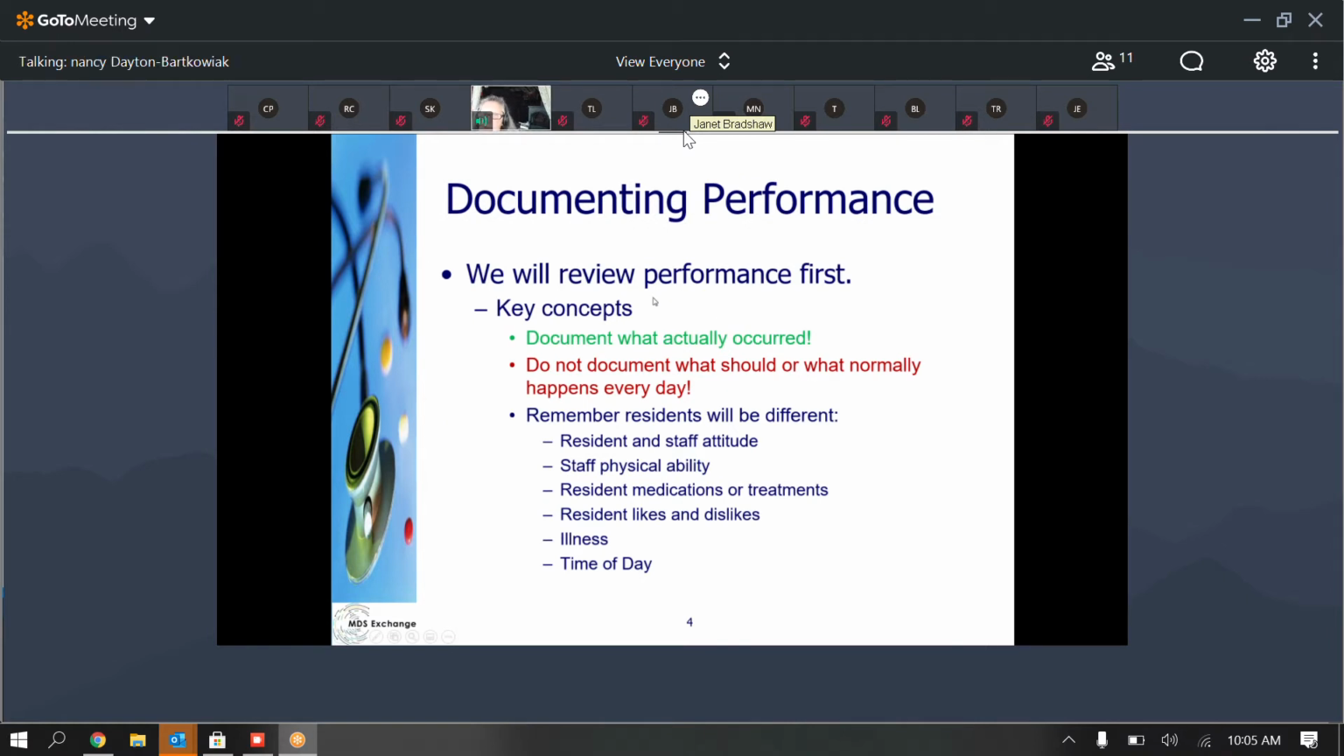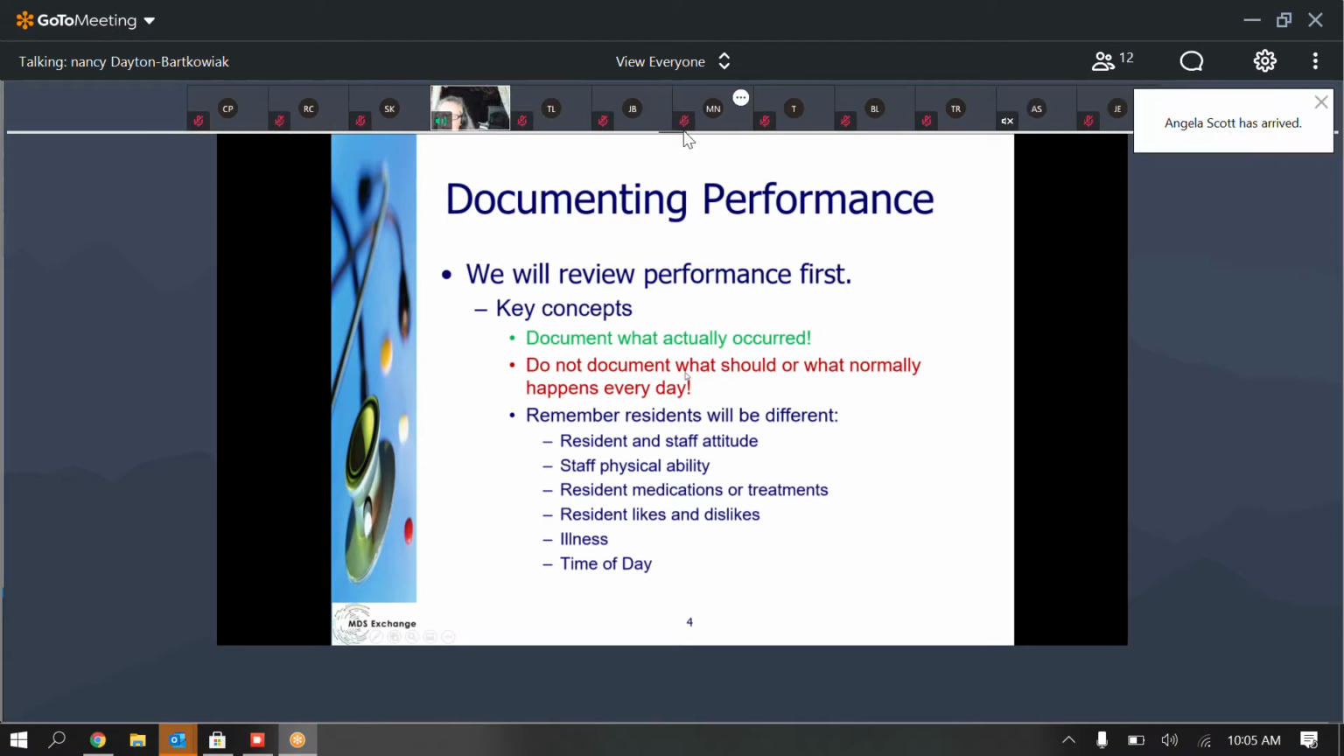We will review the performance first. The key concept that we'll be going over is document what actually occurred. Don't document what should or what normally happens every day. And I think that that's really important too, because we tend to get in ruts. We know that Mr. Smith is extensive assist every single day, and we just kind of get used to documenting the norm, right?